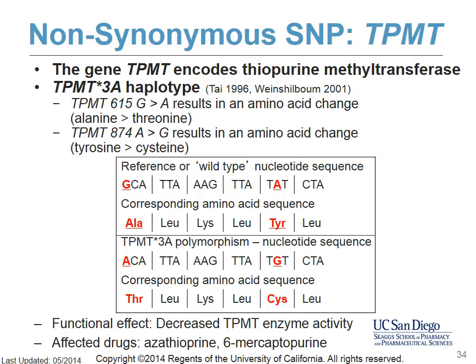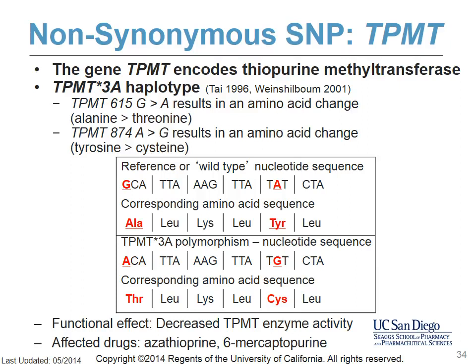The next type of polymorphism is a non-synonymous SNP. Our example is the gene TPMT, which encodes thiopurine methyltransferase. We will consider the TPMT star 3A haplotype, which harbors two SNPs. The G at position 615 is changed to an A, and the A at position 874 is changed to a G. Both of these SNPs change the encoded amino acids.